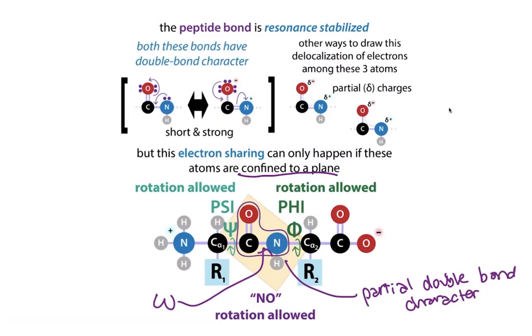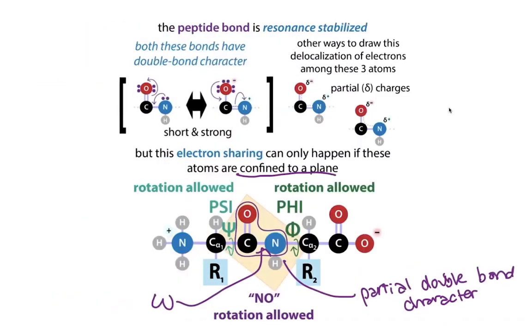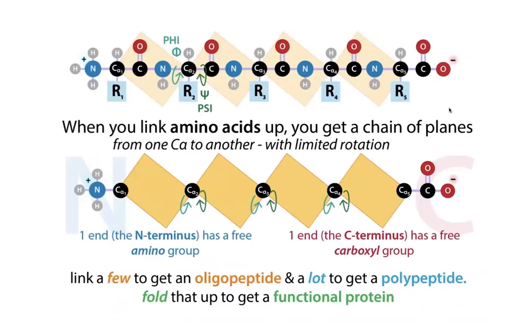I don't need you to memorize specific angles or anything like that. We're going to do a tutorial so you can visualize things, because I think it's easiest to see this in 3D. But I just want you to know that there are these two main locations where you can rotate, but most places you can't rotate. Right here, we're just looking at a dipeptide, a single peptide bond. But when these link up, you're going to get a chain of planes where you can only get the rotations at those specific points.